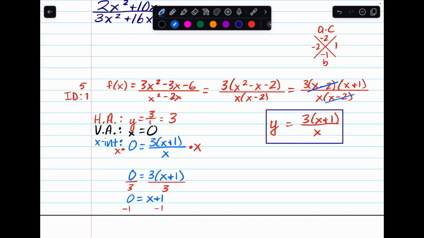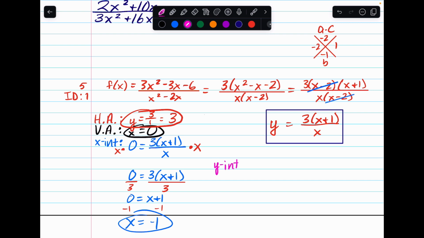My x-intercept is equal to negative 1. Let me go ahead and write that here. So that's the x-intercept. Like we said, vertical asymptote here, and the horizontal asymptote here before we forget. All right, now let's go for the y-intercept, if there even is one.